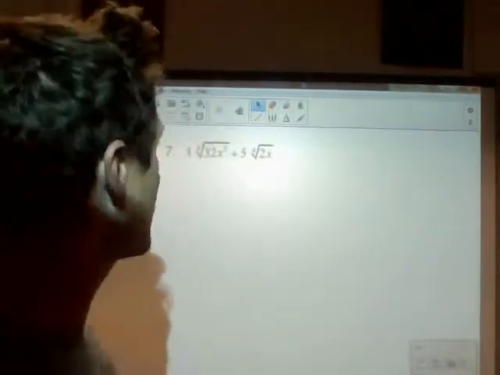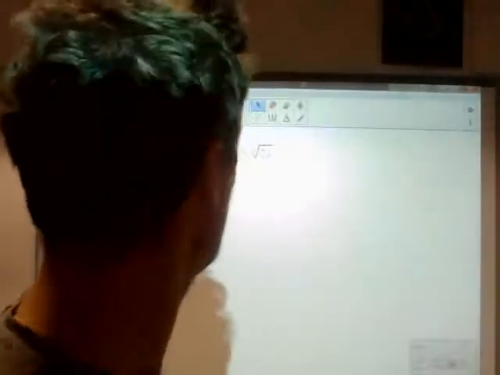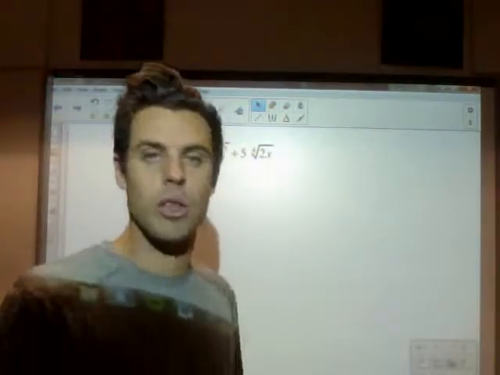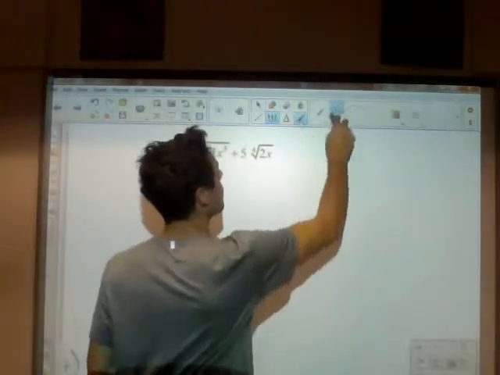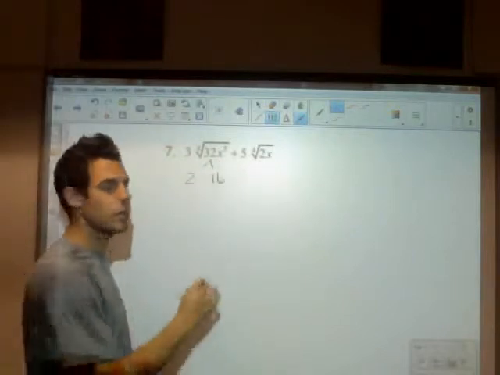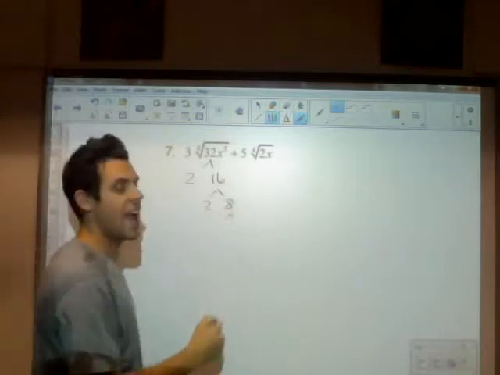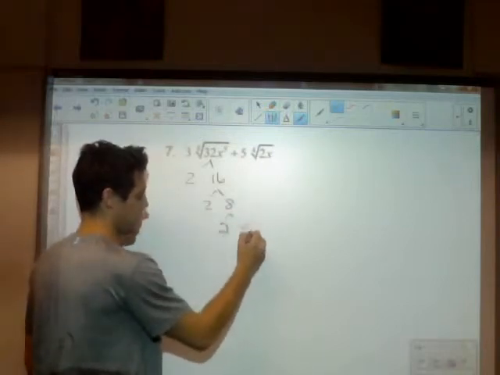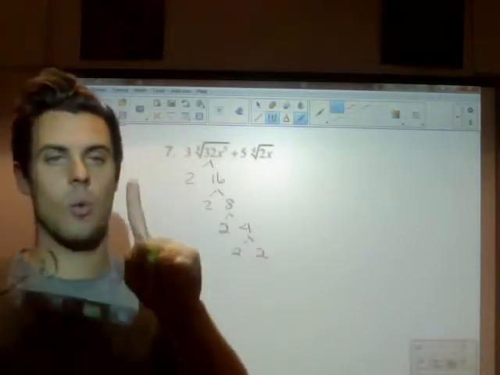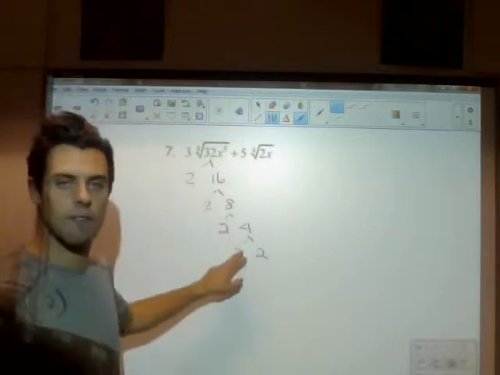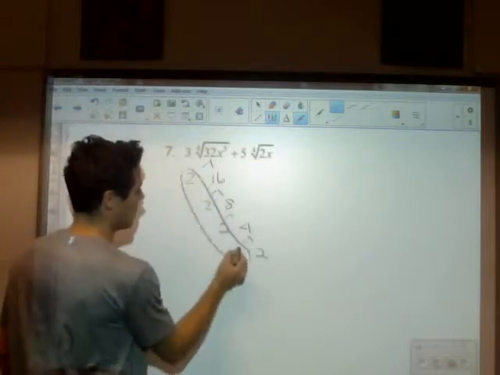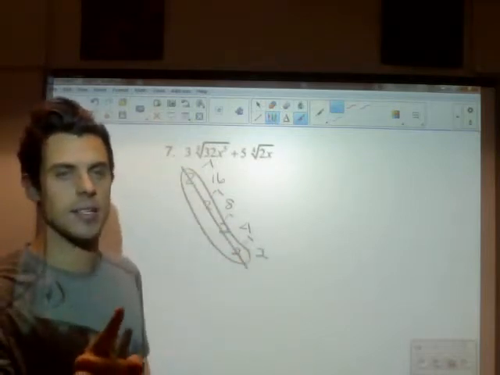Okay, last problem here. Looking at example number 7, it's the 4th root of that thing, so I need 4 of something to take 1 out. Let's break down the 32 first. 32, that's 2 and 16. 16, that's 2 and 8. 8, that's 4 and 2. 4, that's 2 and 2. I need 4 of something to take 1 out. Okay, I've got 1, 2, 3, 4, 5 2's. So 4 of them are going to come out as 1, and 1 has to stay inside.